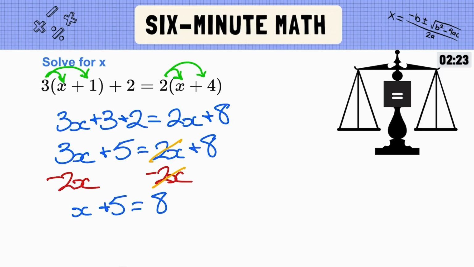I now need to get rid of this positive 5. The opposite of positive 5 is negative 5. Positive 5 and negative 5 cancel each other out. So I'm left with x equals 8 minus 5 is 3.